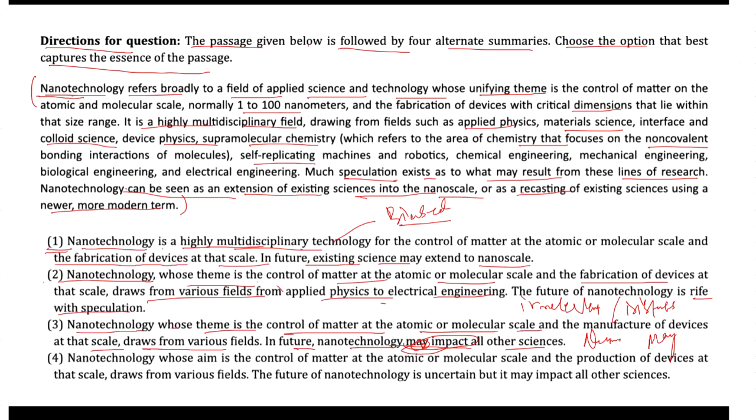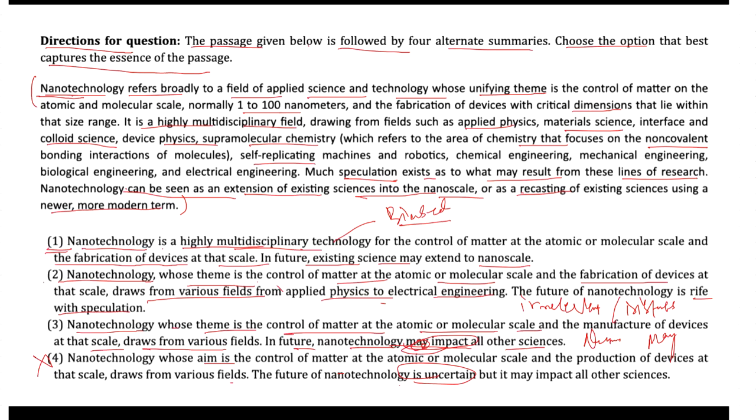Option 4 said: nanotechnology, whose aim is the control of matter at the atomic or molecular scale and the production of devices at that scale, draws from various fields. The future of nanotechnology is unsure. Right, obviously incorrect, as it states that the future of nanotechnology is unsure, which is not true. What may result from these lines of research is different from the future being uncertain.